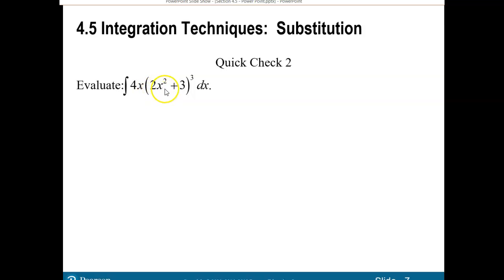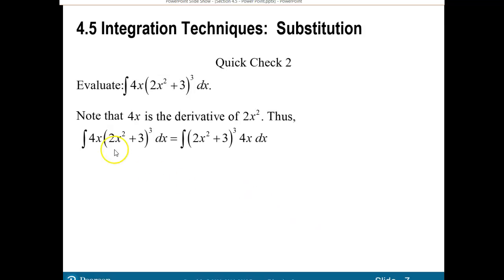If we notice that the derivative of the thing on the inside would be 4x, right? It would be 2 times 2 is 4x to the first plus 0. So this thing right here is the derivative of the inner function. Noting that 4x is the derivative of the 2x squared, it's technically the derivative of 2x squared plus 3 because the derivative of 3 is 0. We're going to push this to the back like we did before just to see it all together, so we're going to put this first and then put the 4x behind it, next to the dx.